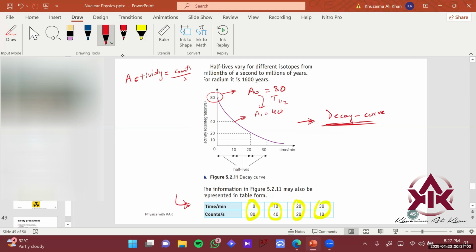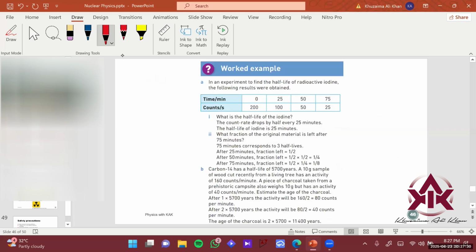So what is the half-life here? Okay. So this is basically plus 10 minutes. This is plus 10 minutes. This is plus 10 minutes. You can see it goes from 80 to half, 40. And then 40 again to its half value, 20. Then again to a half. So the half-life of this particular substance that is used in the experiment is 10 minutes. Okay. This is half-life basically.